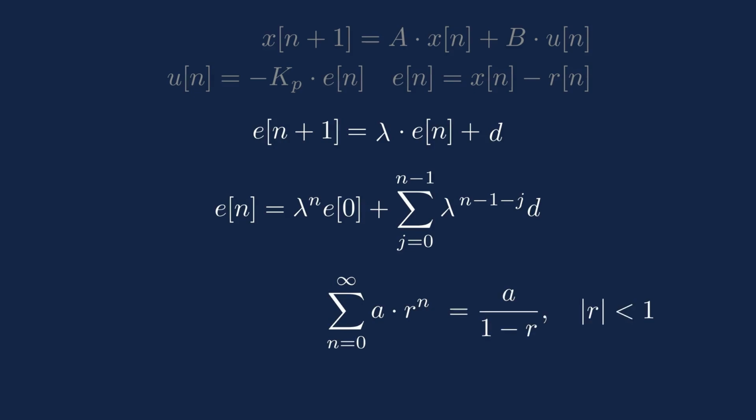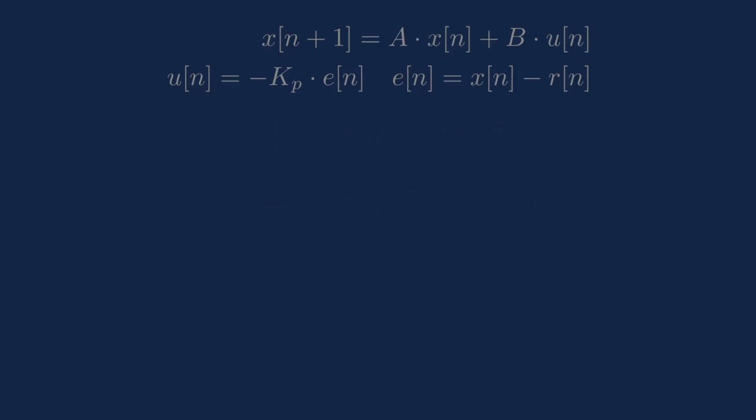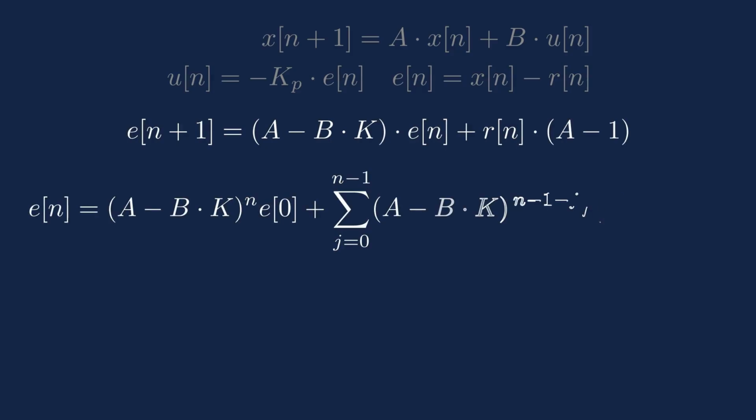Using this geometric sum, we can get a final value for the forced response, and this is called the steady-state error. As the homogeneous response decays to 0, the forced response remains at this value. This is exactly what we saw in the circuit example. We can rewrite our error dynamics in closed-form solution using the regular terms, and get the value of the steady-state error in terms of the system values.